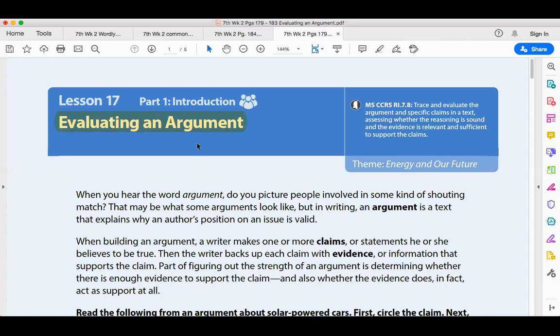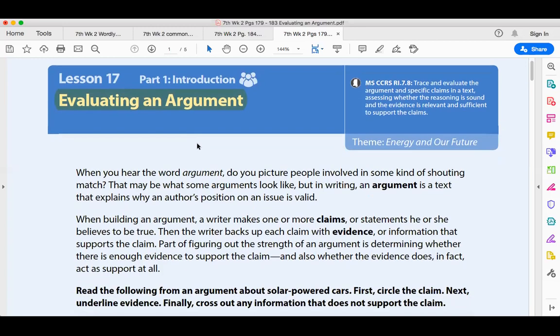So you're going to be evaluating an argument. When you hear the word argument, do you picture people involved in some kind of shouting match? That may be what some arguments look like. But we've got to realize we're dealing with writing, and to hit text, I just hit the T to underline. An argument is a text that explains why an author's position on an issue is valid.